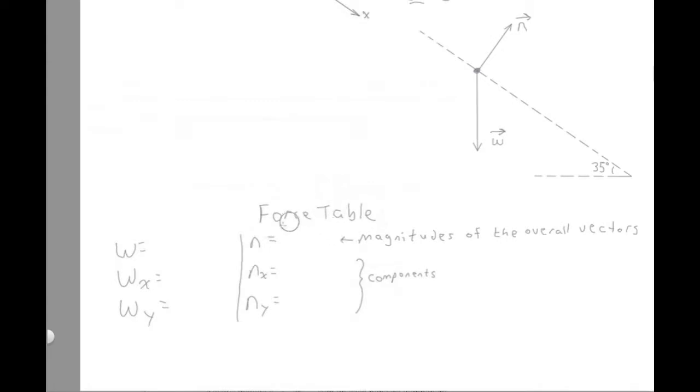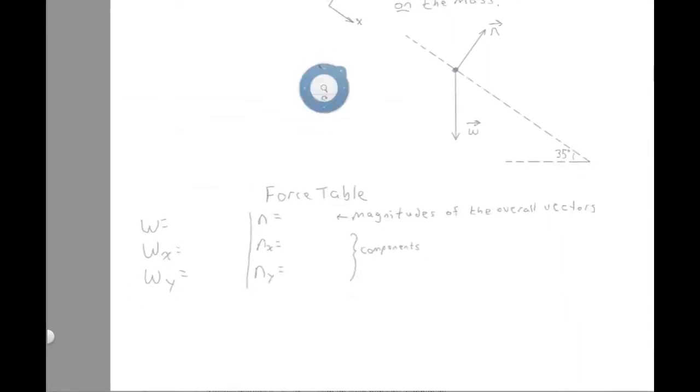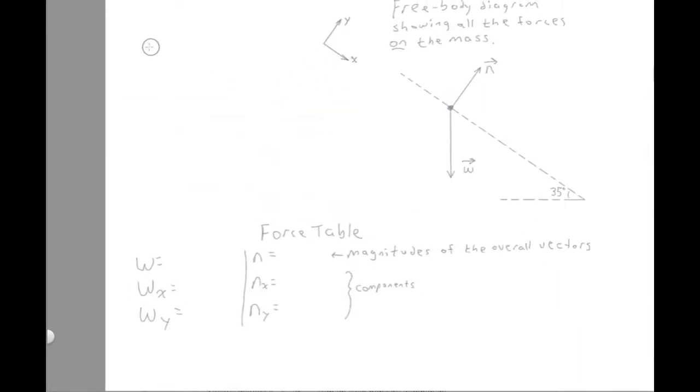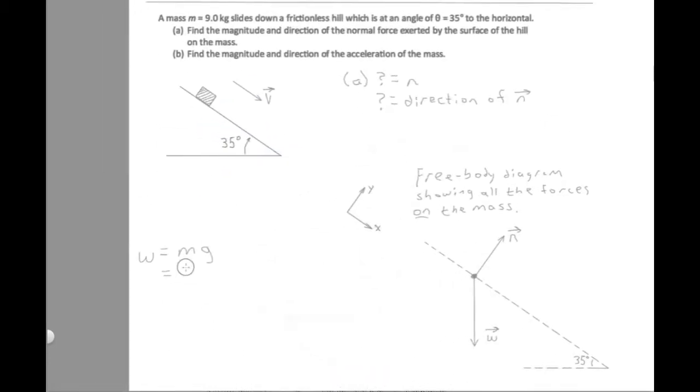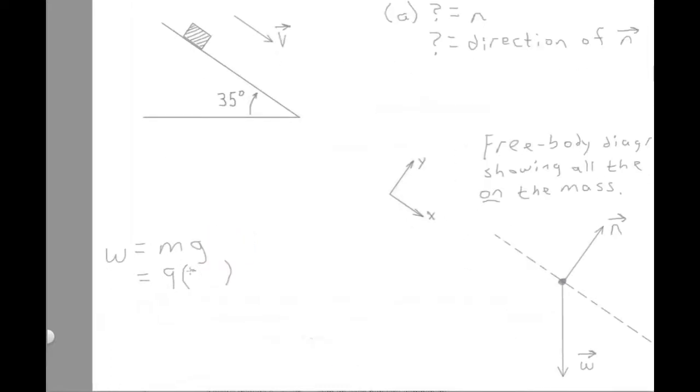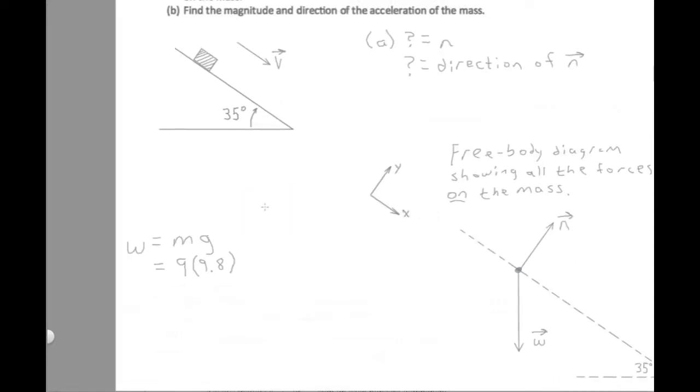All right, so let's start with the weight force. Well, we're not given a number for the weight force, but we need to know there is a special formula for figuring out the magnitude of the weight force. So let's work that out off to the side. So the special formula is W equals mg. The number for the mass here is 9 kilograms. And our g, the magnitude of the acceleration due to the Earth's gravity, is 9.8 meters per second squared.